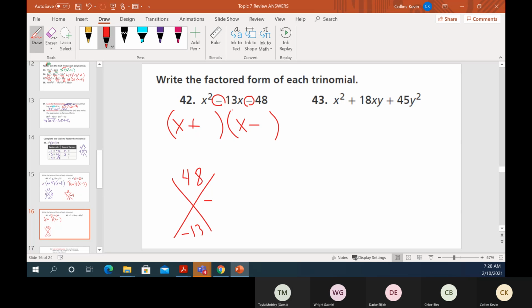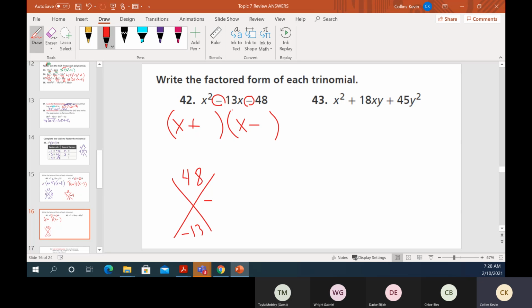Okay? So again, 1 and 48, too big. 2 and 24, too big. 3 and 16, might be onto something, right? And if you're not sure about the factors, just use your calculator. Take 48 and divide it by 2, see if it goes in there evenly. Then take 48 and divide it by 3. Obviously, 1 you don't have to divide. You know it's 48 and 1. Okay? So when divided by 3, we get 16.